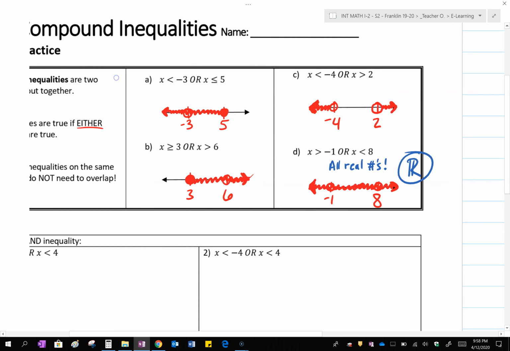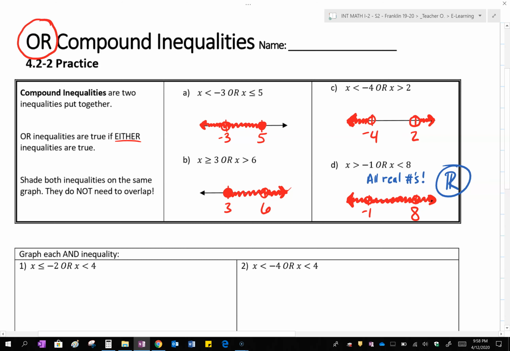Okay, so there you have it. You just graph them. Don't worry if they overlap. Doesn't matter. Just graph them both on the same number line, however they are. That'll be fine.